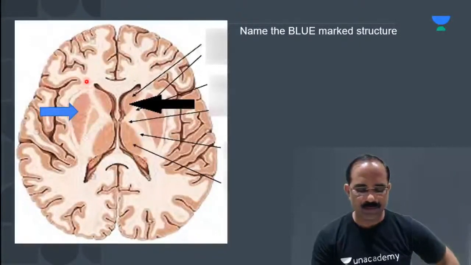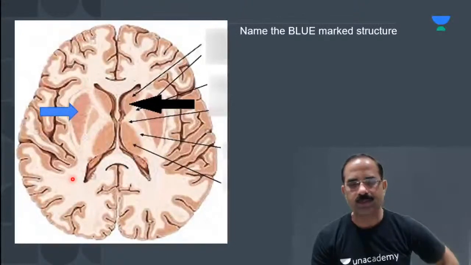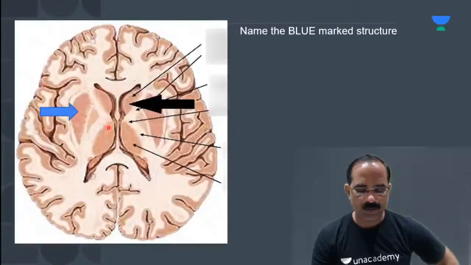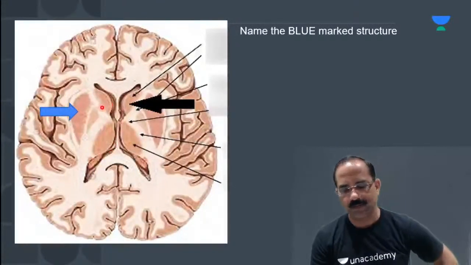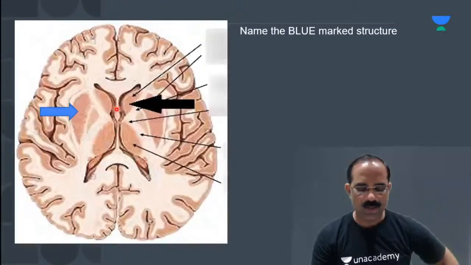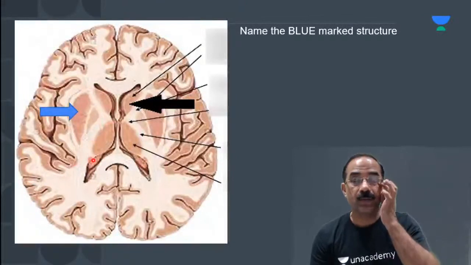Lentiform nucleus. What is this V-shaped structure? This is the internal capsule. Okay, so that's the caudate nucleus, that's the lentiform, that's the thalamus, that's the lentiform nucleus. This is the V-shaped structure, the internal capsule. Internal capsule, correct?